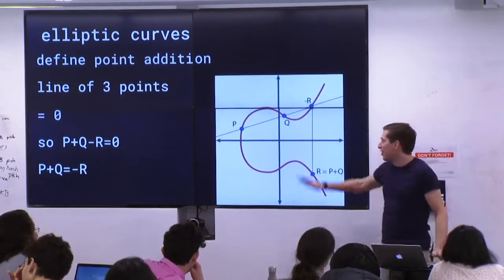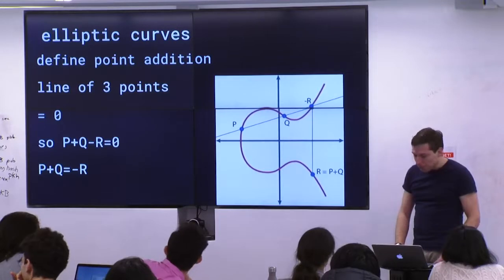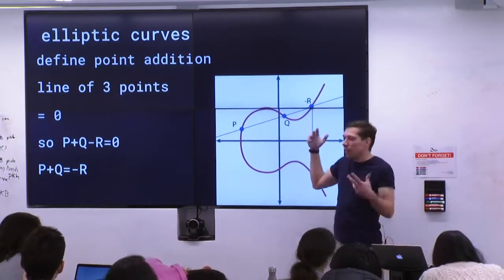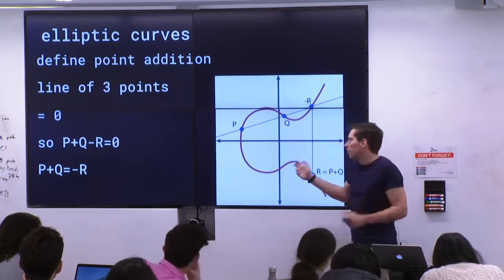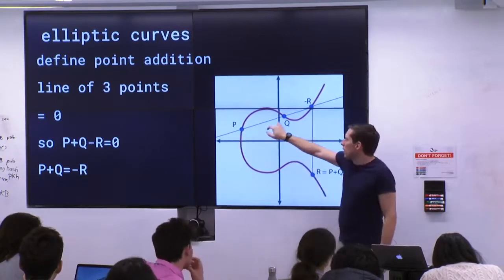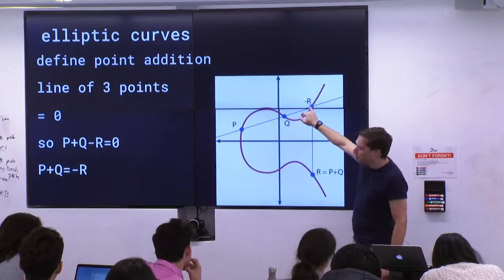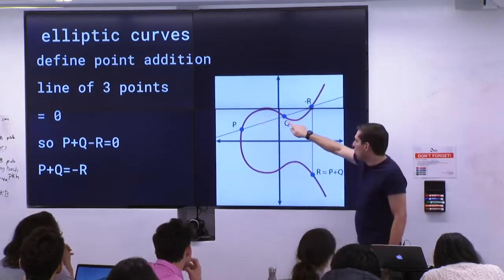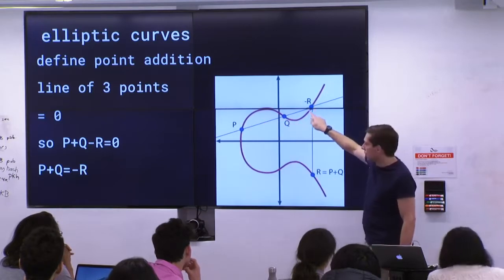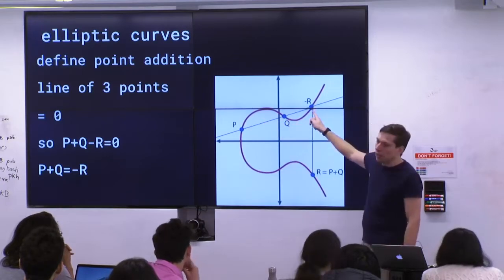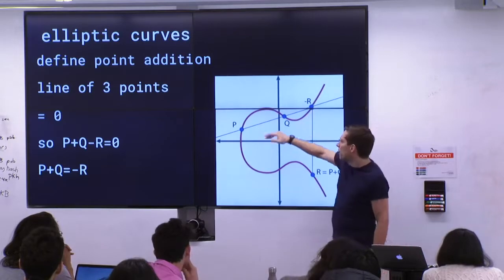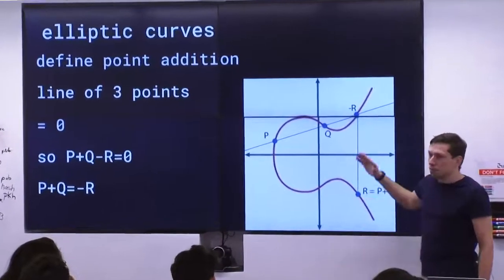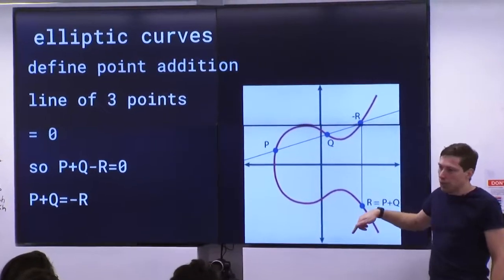But what we do is we say, okay, 3 points in a line equals 0. So if we take this point plus this point plus this point, that's 0. Another way to say that is P plus Q minus R equals 0, or P plus Q equals negative R. And another property is the negation of a point is just that same point with the y coordinate flipped.